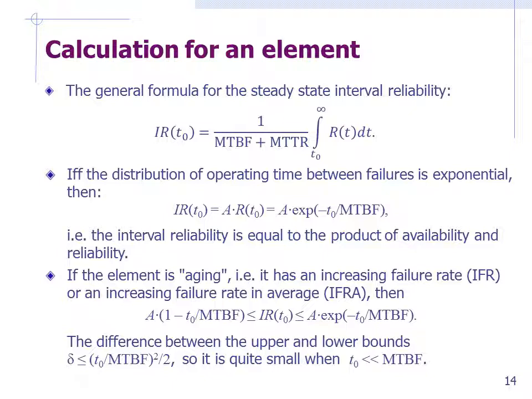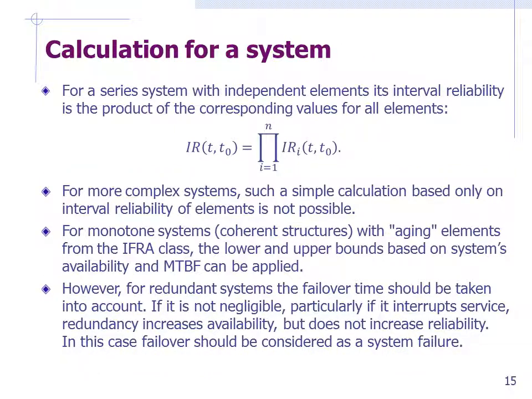This slide presents calculation of the interval reliability for an element. If and only if the distribution of operation time between failures is exponential, then the interval reliability is the product of availability and reliability. For aging elements, there are upper and lower bounds for the interval reliability. The difference between them is usually quite small, so they provide a good approximation. For series systems with independent elements, the interval reliability is the product of the corresponding values for all elements.